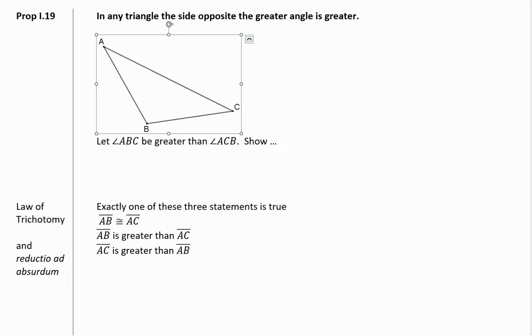In this video we are going to prove proposition 119, which is the converse of proposition 118. In any triangle, the side opposite the greater angle is greater. So let's say we have a triangle, and just for the sake of the argument, let's say that ABC is greater than ACB. So this angle right here in black is greater than this angle here in red. And what we want to show is that the side opposite this black angle, so that would be AC, is greater than the side opposite of this red angle, so that would be AB.